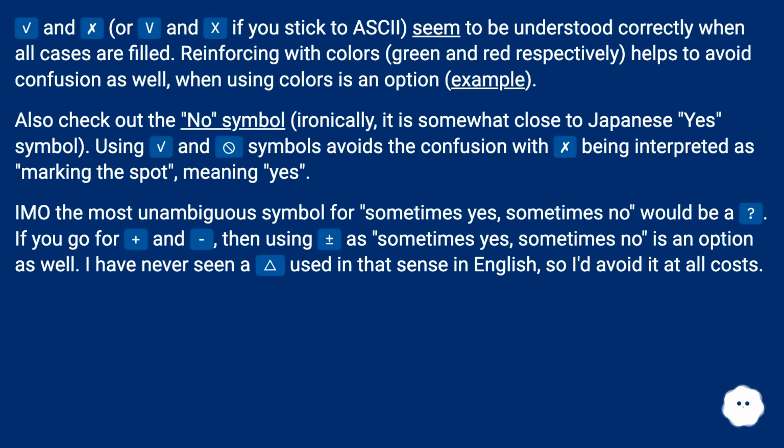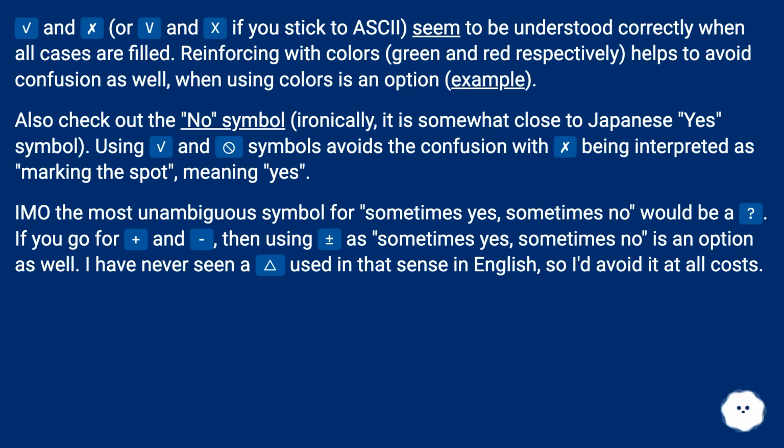A check mark and X, if you stick to ASCII, seem to be understood correctly when all cases are filled. Reinforcing with colors, green and red respectively, helps to avoid confusion as well, when using colors is an option. Example. Also check out the no symbol. Ironically, it is somewhat close to the Japanese yes symbol. Using N symbols avoids the confusion with X being interpreted as marking the spot, meaning yes.